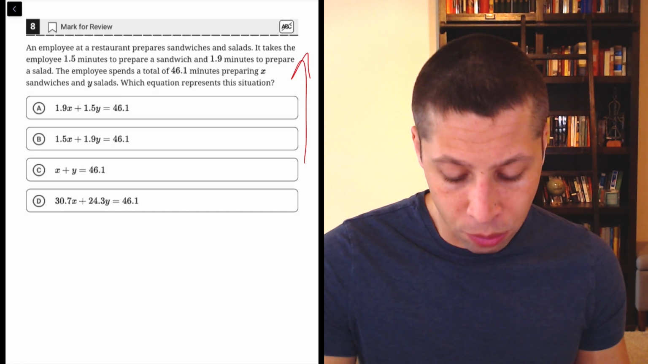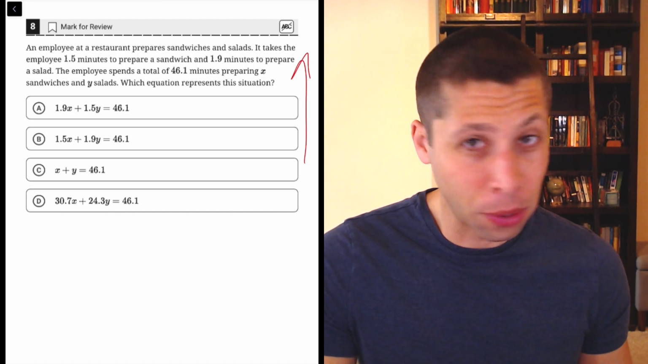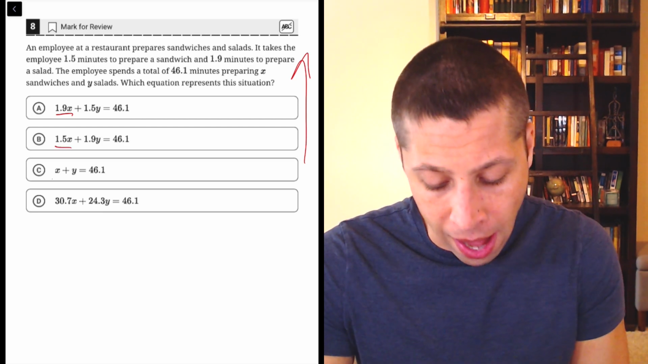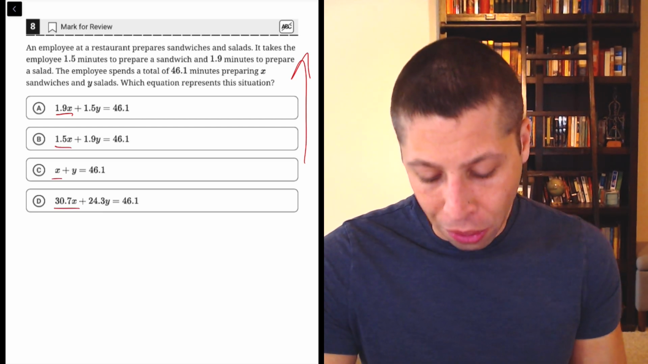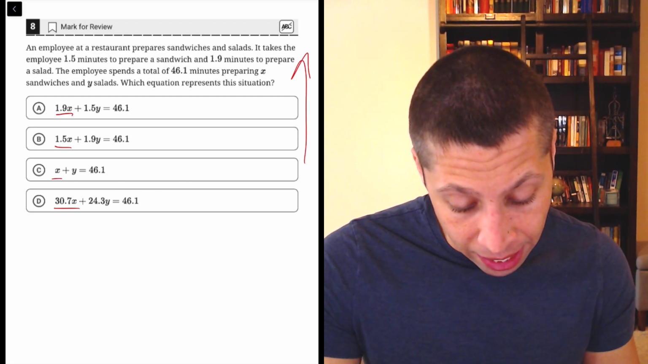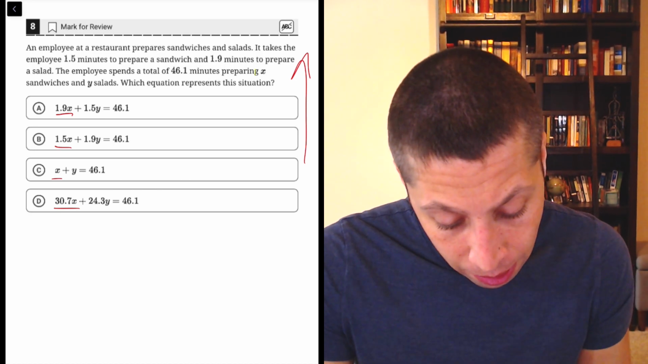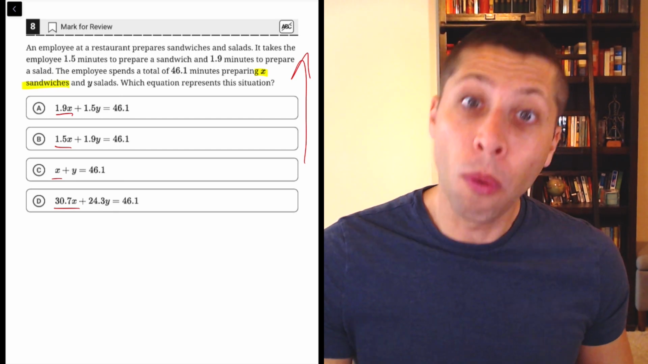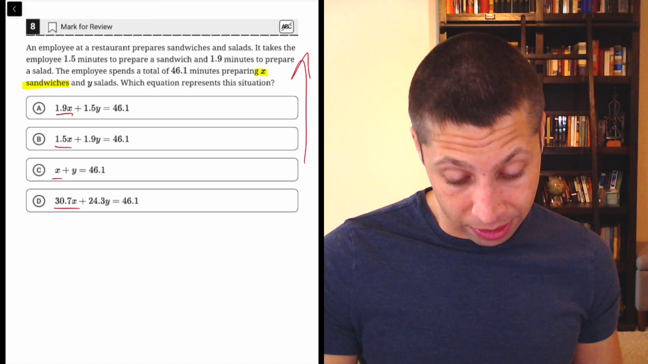The first thing is, well, there's got to be some sort of number in front of this x, right? Is it 1.9? Is it 1.5? Is there nothing in front of it? Or is it 30.7? Well, let's go in. What does the x mean? We can kind of scan for that. I see it right here. X sandwiches. Okay, so x is the number of sandwiches. Well, what do we know about the sandwiches? Let's keep reading. Let's see what we get.